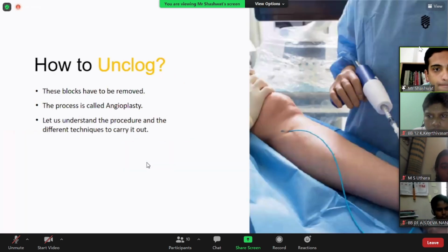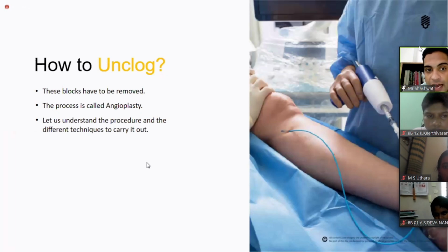Right? Moving on. Now, if we have a clogged artery, we would need to unclog it. These blocks inside our arteries have to be removed. The process through which we unclog the artery is known as angioplasty. There are many types of angioplasty, different techniques which are used. So in today's session, we'll explore a little bit of the different techniques and procedures.